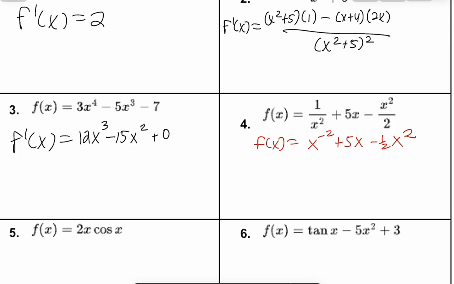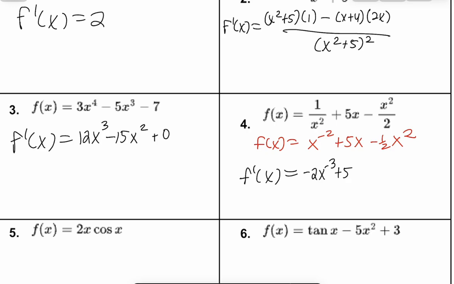Okay, so now we can do exactly what we did for number 3. We're going to drop the power down in front, power goes down by 1. Drop the power down in front, power goes down by 1. So it just actually becomes a pretty easy derivative, if you do the rewrite. If you don't do the rewrite, it becomes gross. Okay, so let's go. Drop the power down in front, power goes down by 1.